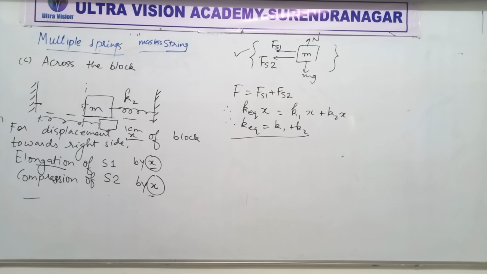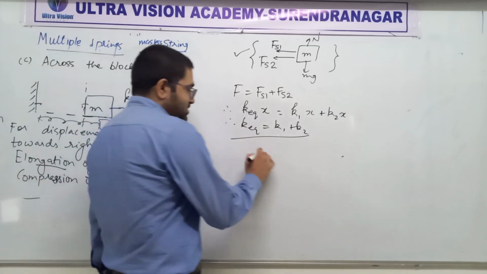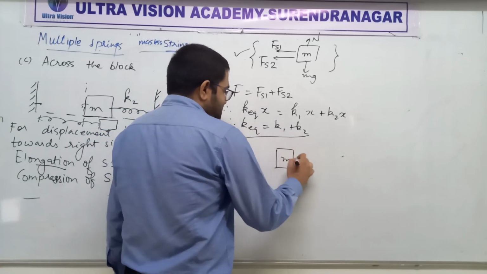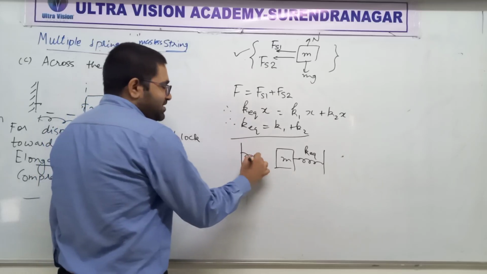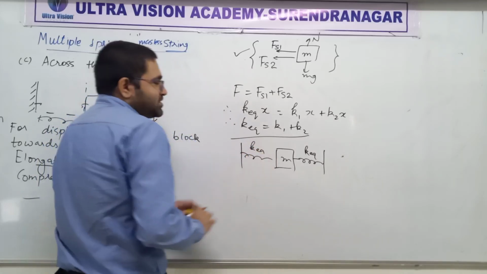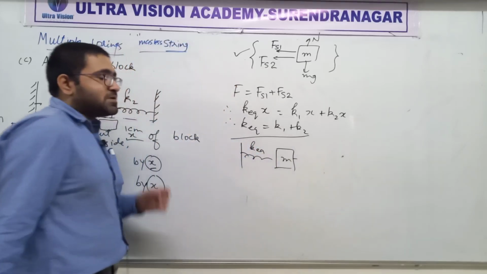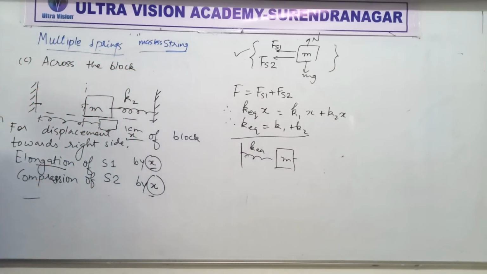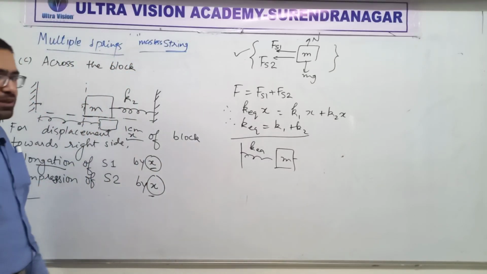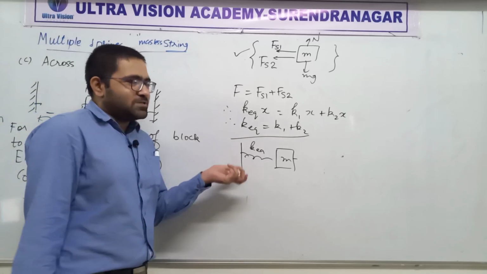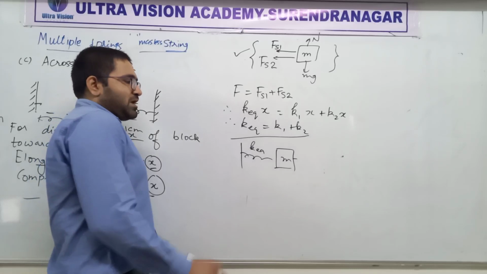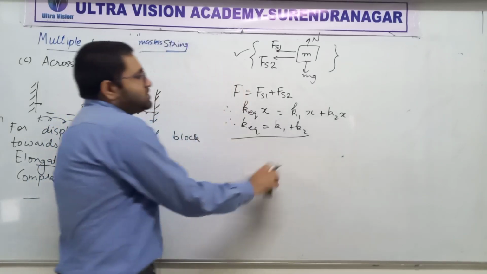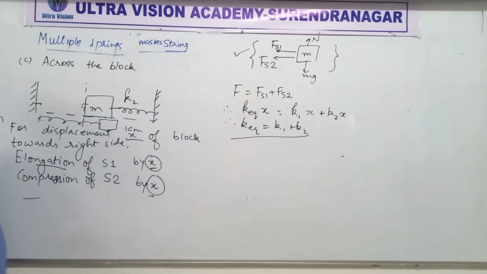You might have a question. In which direction should we put the equivalent spring? If you have that question, it's a good question. Should we put the equivalent spring here or should we put it here? The answer is it doesn't matter. Whether you put it here or there, the behavior will be identical. I repeat, whether you put the equivalent spring on left side or right side, the behavior will be identical. Okay? So don't worry about that. So this is it. Clear?